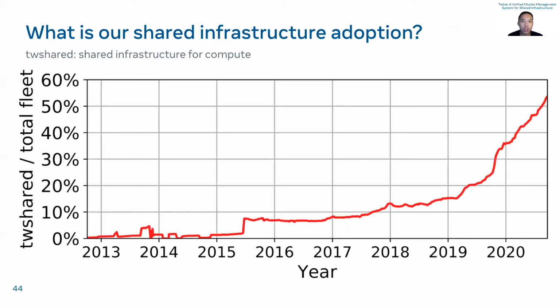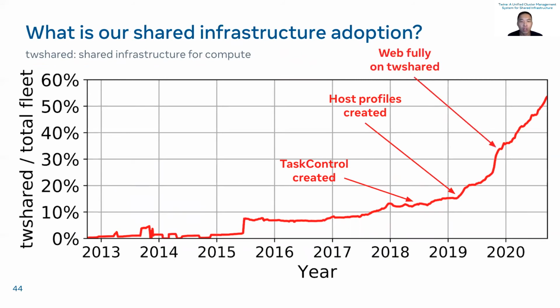TW Shared is our shared infrastructure for compute, and this figure shows its growth since 2013. We introduced task control mid-2018, and this allowed us to start migrating sharded and stateful systems into TW Shared. We next introduced host profiles early 2019, and this enabled our web tier to start their migration to TW Shared without sacrificing performance. And this migration finished in late 2019.